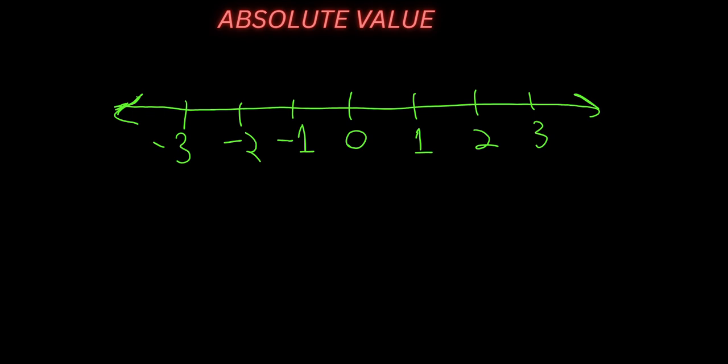So, when you think about the absolute value of a number, the absolute value of a number is equal to that number's distance from 0. So, if we were to ask what's the absolute value of 1, the distance from 0 to 1 is 1. Likewise, if we were to ask what's the absolute value of -1, the distance from 0 to -1 is again 1.